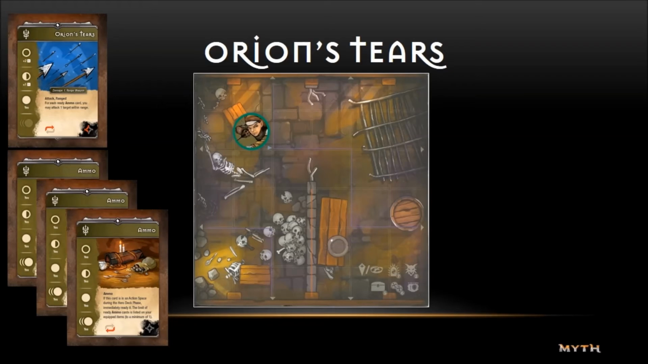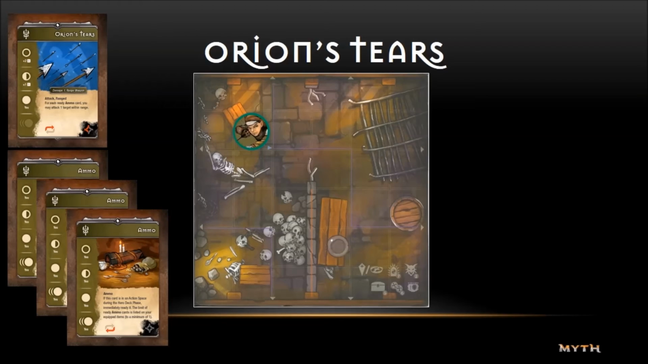Orion's Tears is an example of one of these cards that I think can be often misunderstood and misplayed, mostly because I think the ammo play mechanic is unique, at least at this point, to the archer. Certainly, there'll be more heroes that are coming our way that will have a ranged element to them. But right now, the archer is the only one with this particular play mechanic.